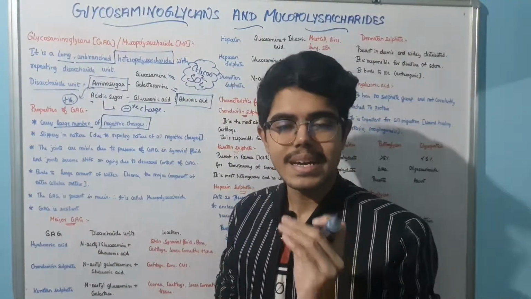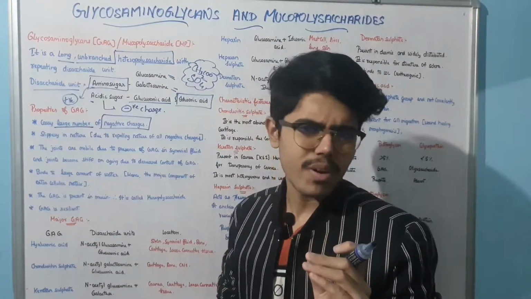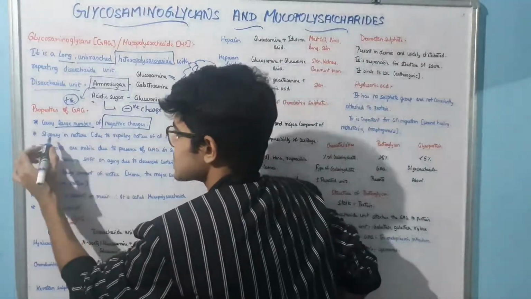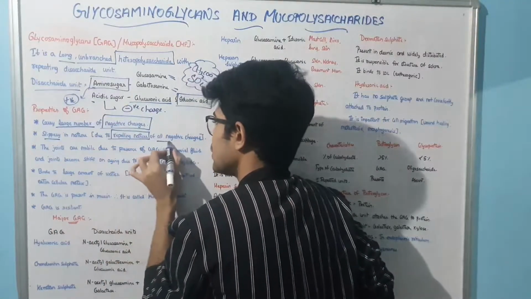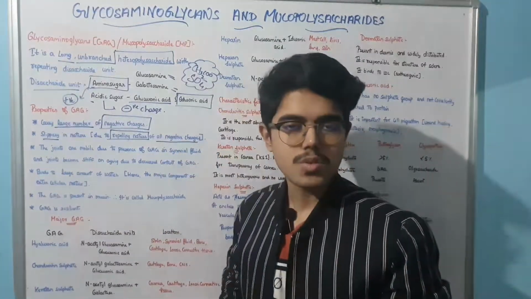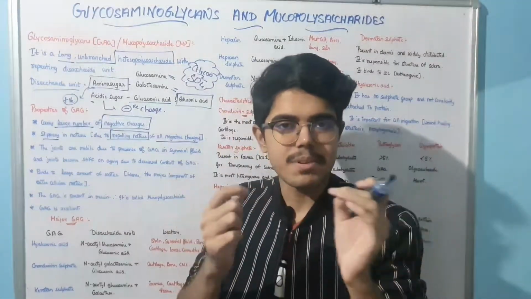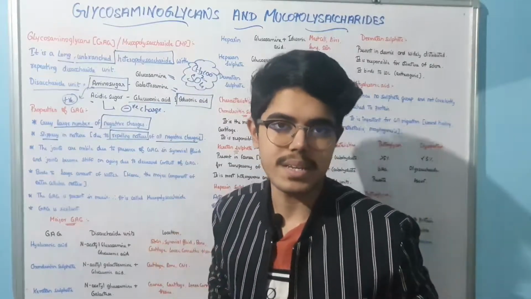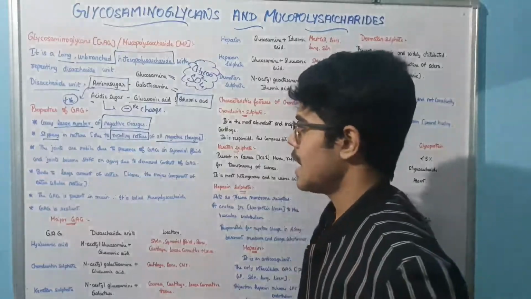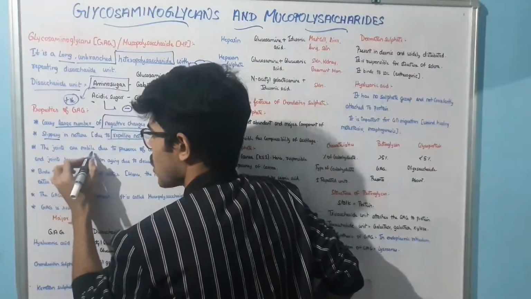And also in nature it is very slippery. Why, sir? See, why is it slippery? Due to the repelling nature of all the negative charges. When we have a lot of negative charges coming together, they repel. That makes it slippery in nature. Okay, very simple, right?